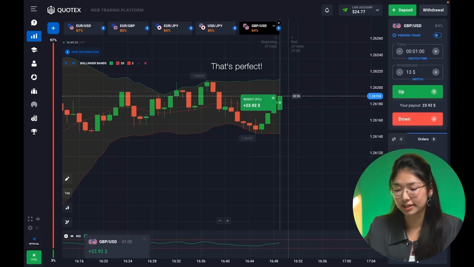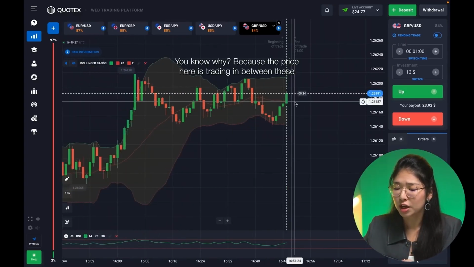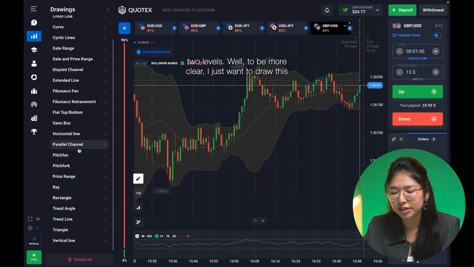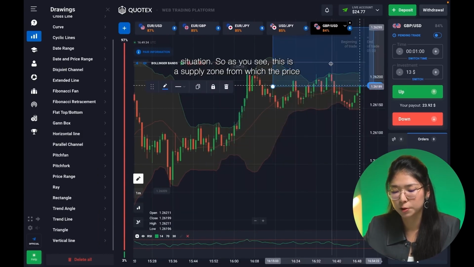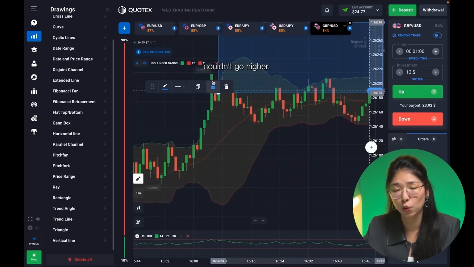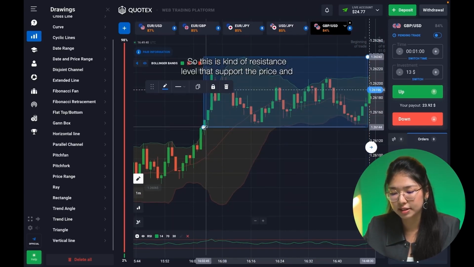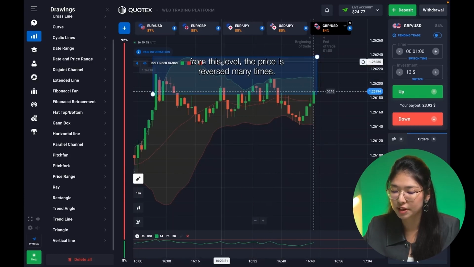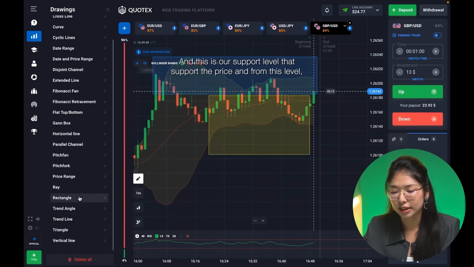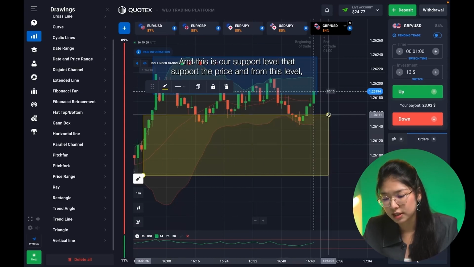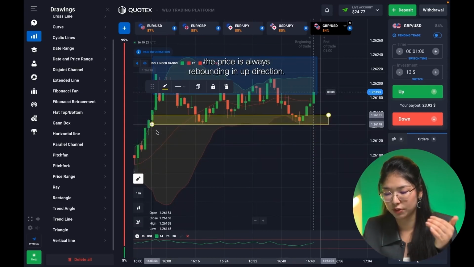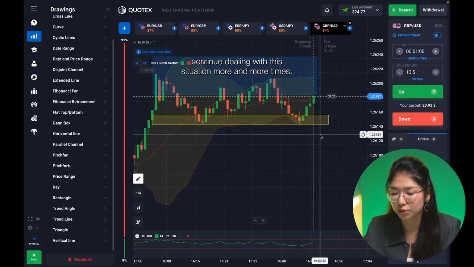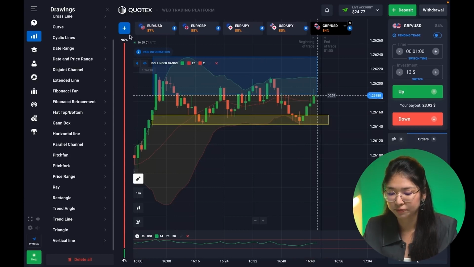That's amazing, guys. As you see, again I reached this profit. You know why? Because the price here is trading between these two levels. Well, to be more clear, I just want to draw the situation, and as you see, this is a supply zone from which the price couldn't go higher. And this is a kind of resistance level to support the price, and from this level the price is reversed many times, and this is our support level that supports the price, and from this level the price is always rebounding in up direction. Here we are dealing with this situation, and I think I can continue dealing with this situation more and more times.